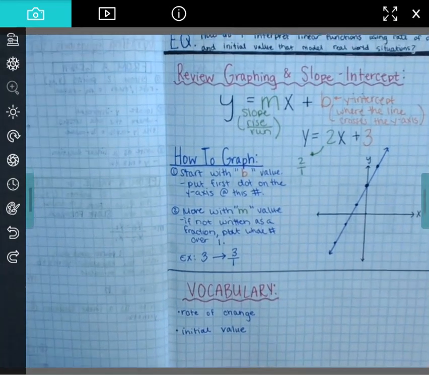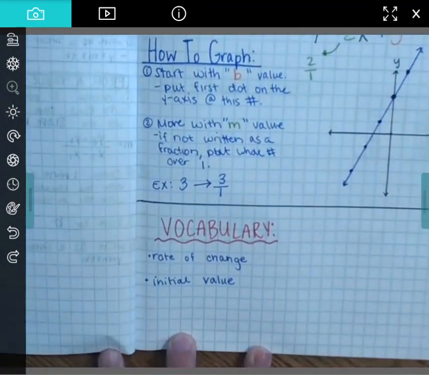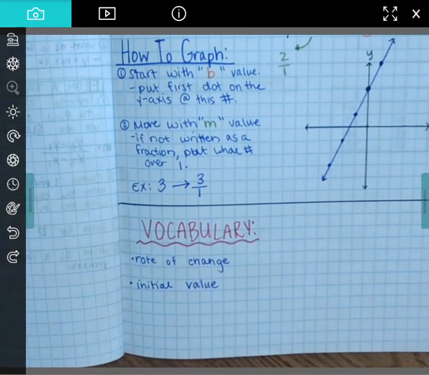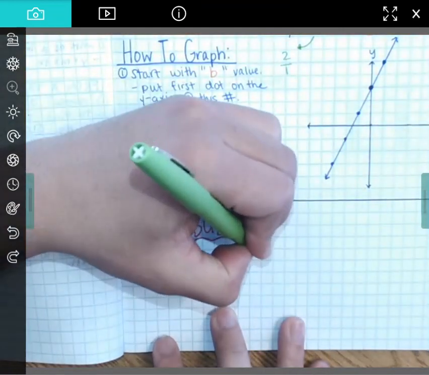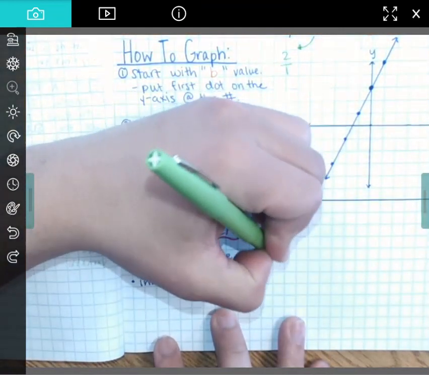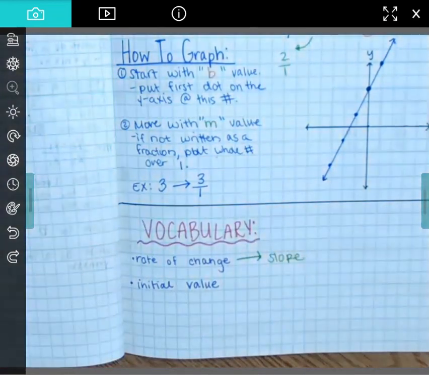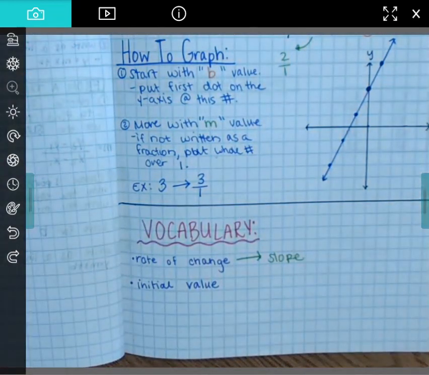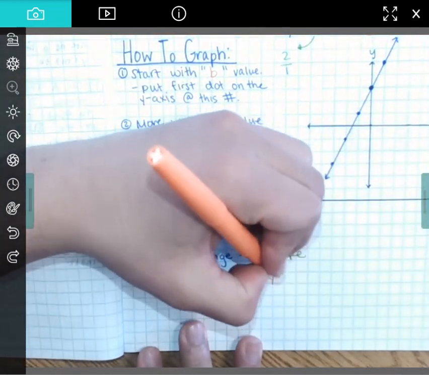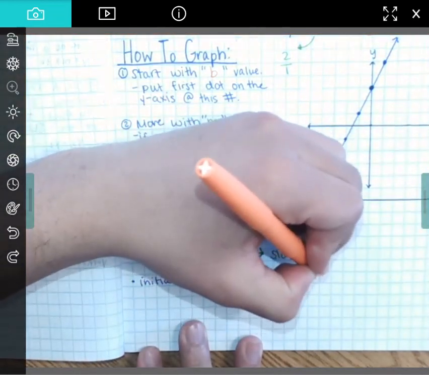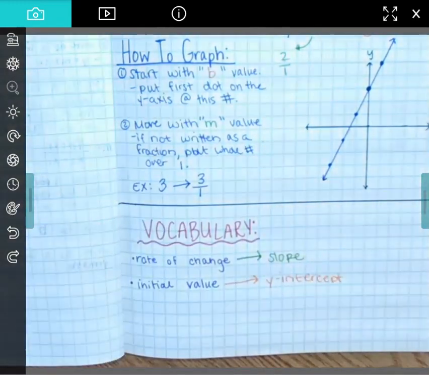Then some vocabulary to go over. You're going to be hearing the words rate of change and initial value. Those are very similar to slope and y-intercept. Anytime we hear the words rate of change, just know we're talking about slope. And anytime you hear the words initial value, that's our starting point, which means we're talking about the y-intercept.